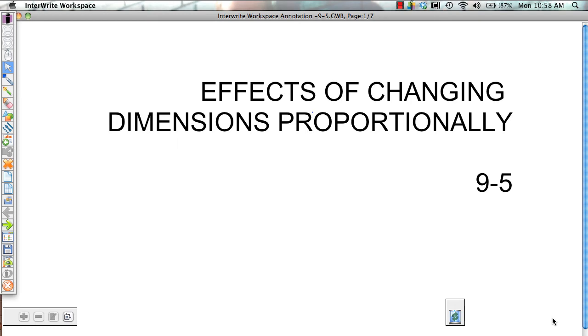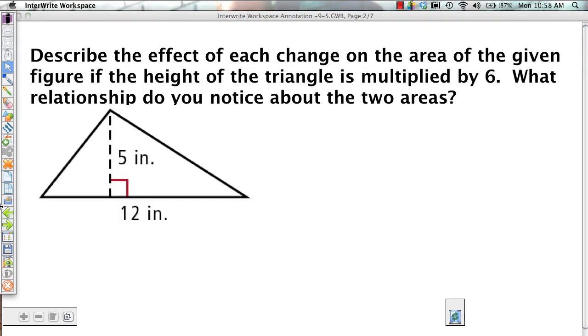Let's take a look at changing the dimensions. So we want to describe the effect of each change on the area of the given figure if the height of the triangle is multiplied by 6. So first, the best thing to do is to actually find the area of the given triangle.